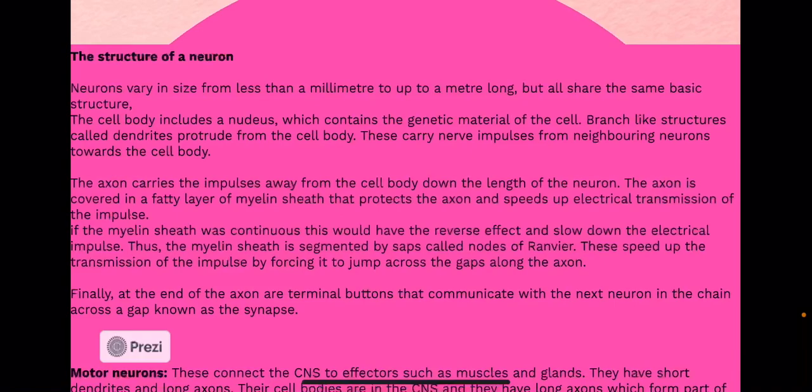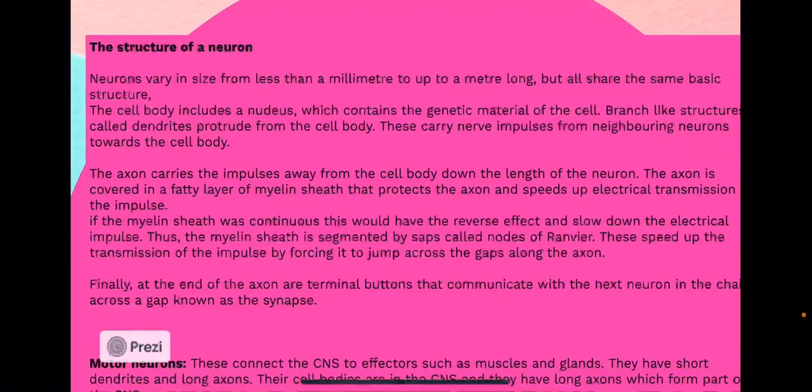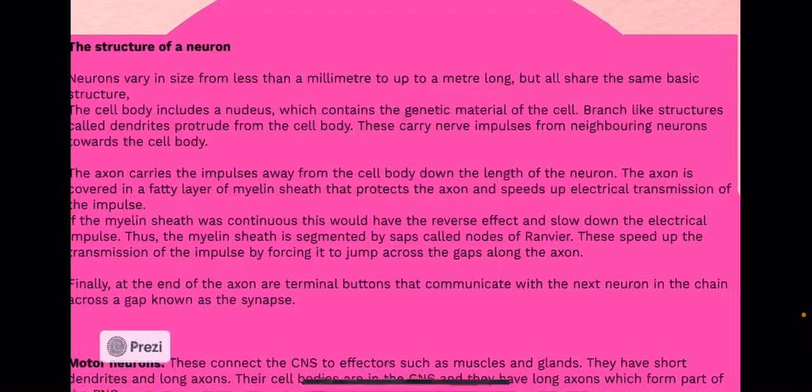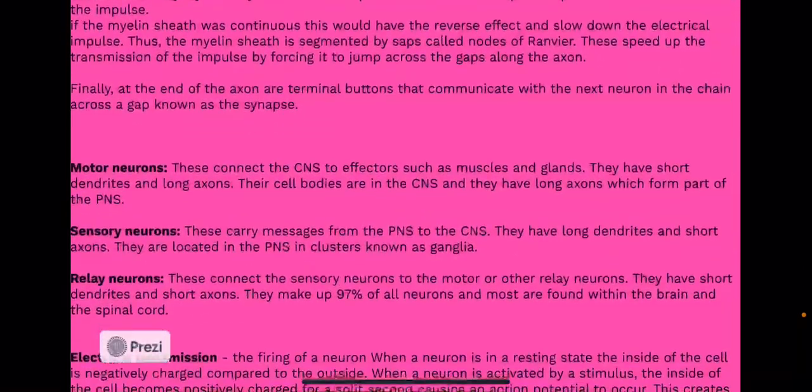The axon is covered in a fatty layer of myelin sheath that protects the axon and speeds up electrical transmission of the impulse. There are gaps between the myelin sheath. If it was continuous, this would have the reverse effect and slow down the electrical impulse. Thus, the myelin sheath is segmented by gaps called nodes of Ranvier. These speed up the transmission of the impulse by forcing it to jump across the gaps in the axon. Finally, at the end of the axon are terminal buttons that communicate with the next neuron in the chain across a gap known as the synapse.